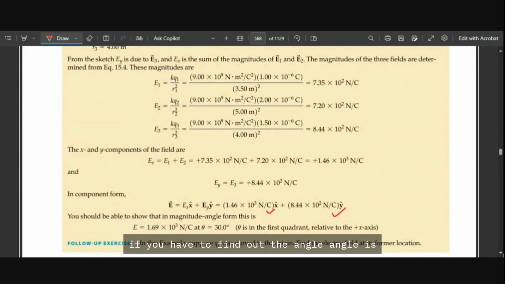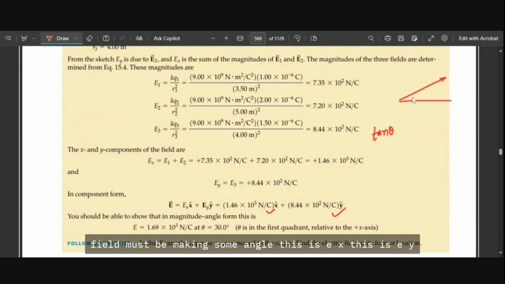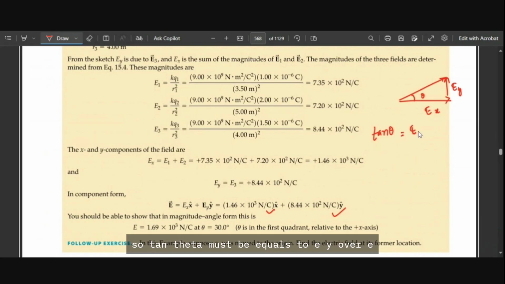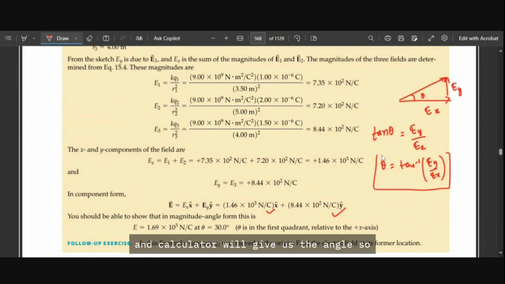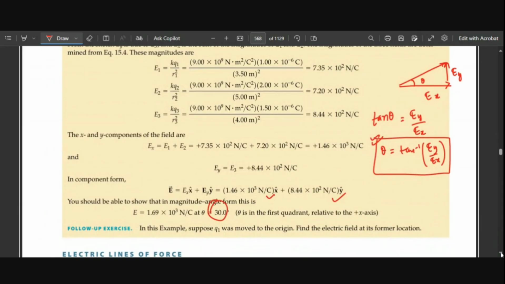If you have to find the angle, it is going to be found using tan. So this was my electric field, and it must be making some angle. This is Ex, this is Ey. So tan theta must equal Ey over Ex, so theta must equal tan inverse of Ey over Ex. You simply substitute the values, and the calculator will give us the angle. In this case, the angle is coming out to be 30 degrees. Again, that is something you can remember and use as it is. Does this make sense?